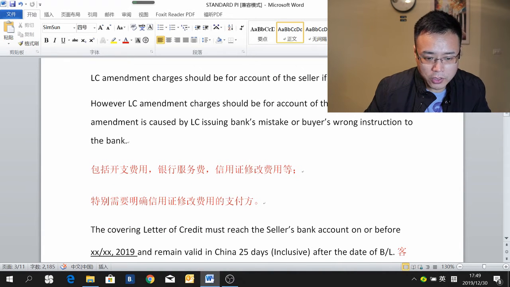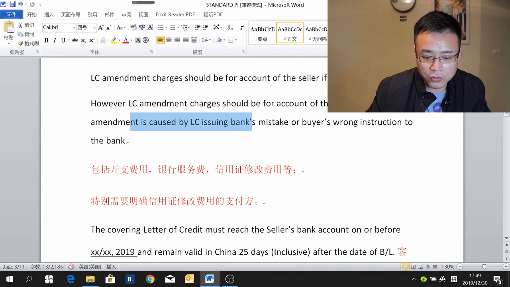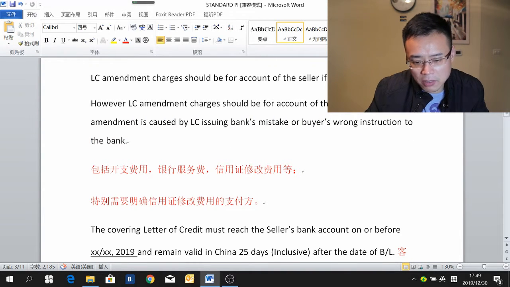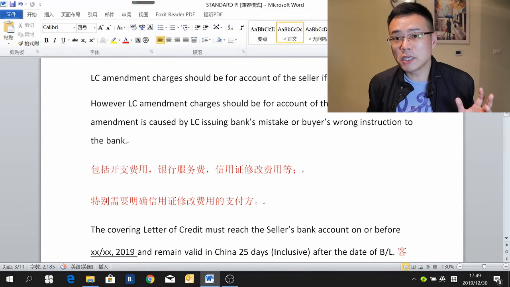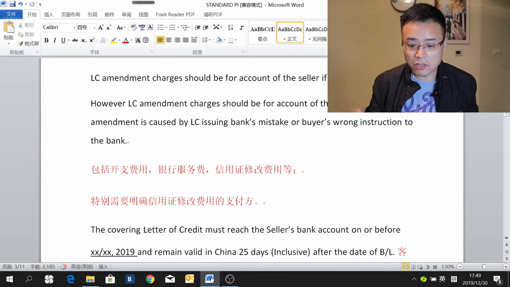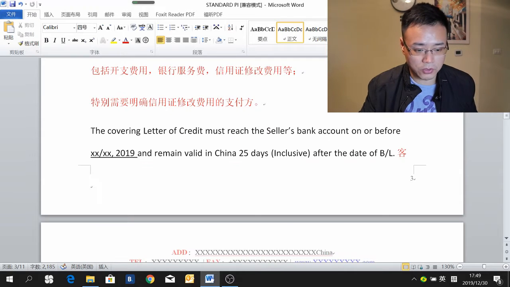LC amendment charge should be for account of the seller if required by the seller. However, LC amendment charge should be for account of the buyer if such amendment is caused by LC issuing bank's mistake or buyer's wrong instruction to the bank. That basically means if it's the buyer's responsibility, the buyer needs to pay. If the seller requires the LC amendment, the seller should pay. So make it very clear in the contract, save the trouble in the future.